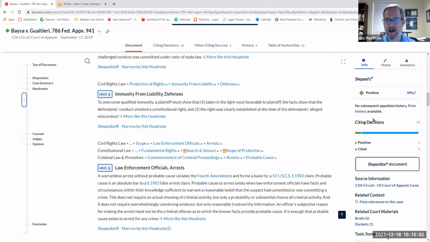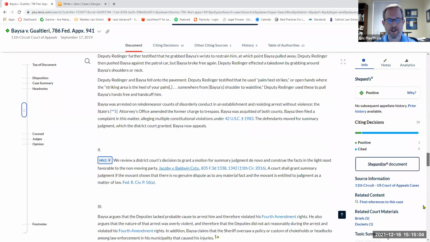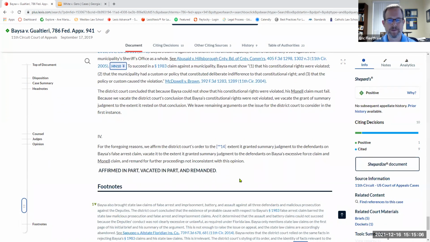scroll down to the bottom of the case, we're going to see the same thing. We affirm the district court's order to the extent it granted summary judgment to the defendants on the false arrest claim, vacate it to the extent it granted summary judgment to the defendants on the excessive force claim, and remand for further proceedings not inconsistent with this opinion. So disposition affirmed in part, vacated in part, and remanded. All right, so let's see if we can find the remand.